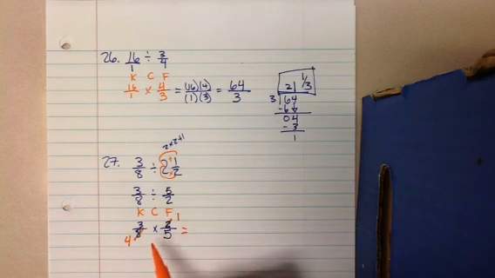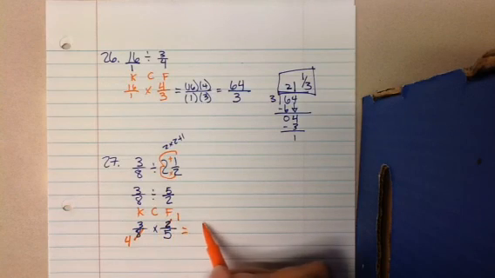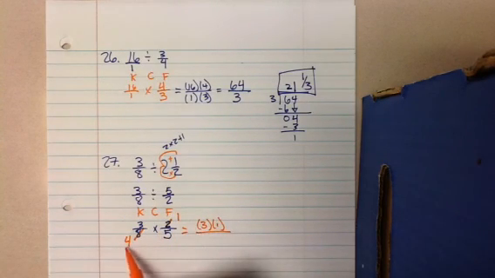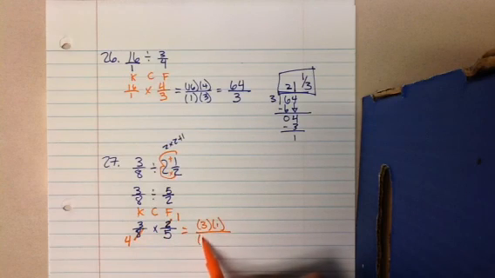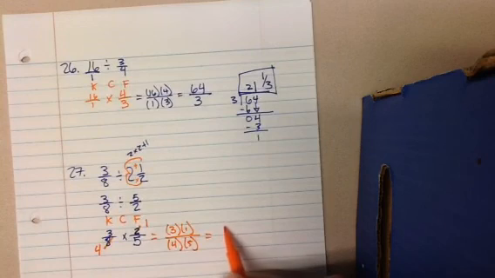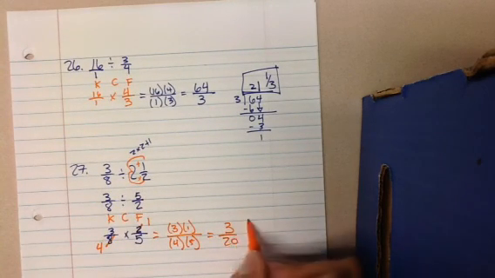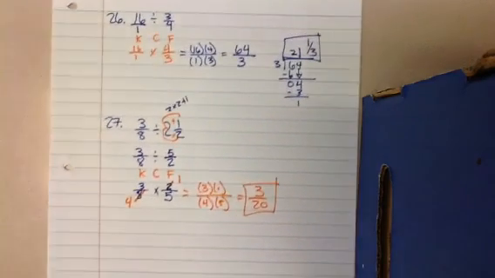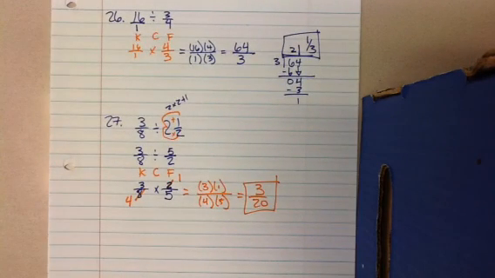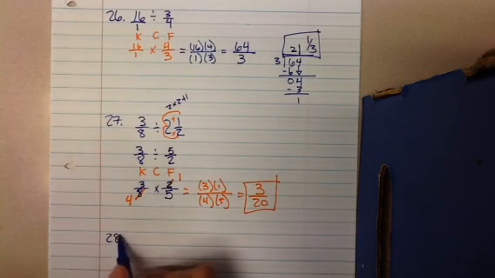Yes. So now we've got to multiply our numerators as our last step. 3 times 1 is the numerator here. And our denominator is 4 times 5. So we have 3 times 1 is 3, and 4 times 5 is 20. Bam! Done! 3 over 20 is our answer. All right, 28. Moving on forward.